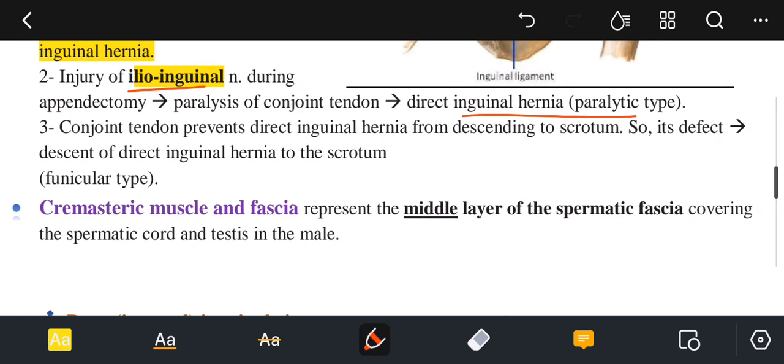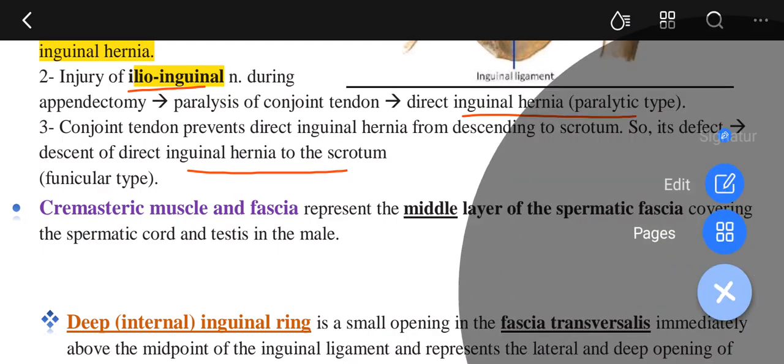It is very important. Normally the direct inguinal hernia never enters the scrotum. In usual situations, if there is a direct inguinal hernia, we don't expect its content to enter the scrotum. Why is that so? Because the conjoint tendon does not let it go there. But if the conjoint tendon becomes weak, the content of the direct inguinal hernia can leave the Hasselbalch triangle and enter into the scrotum. This is called the funicular type.